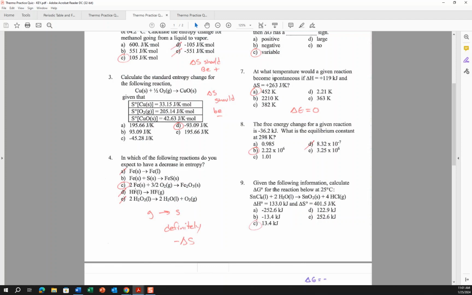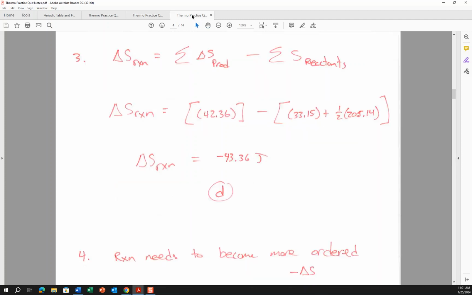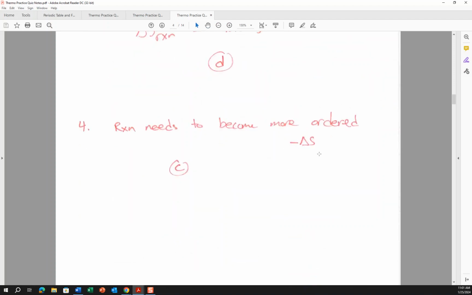And also E, we got only liquid, and then we got liquid and gas. That's going to be an increase in disorder. So the answer is going to be C. You have gas on one side, solid on the other. That's definitely a decrease in entropy.